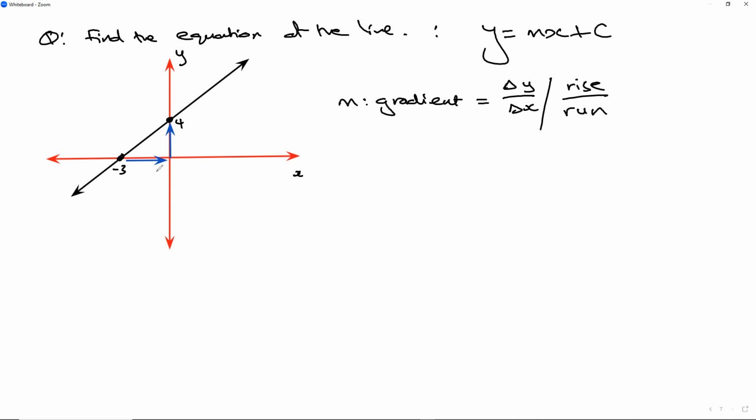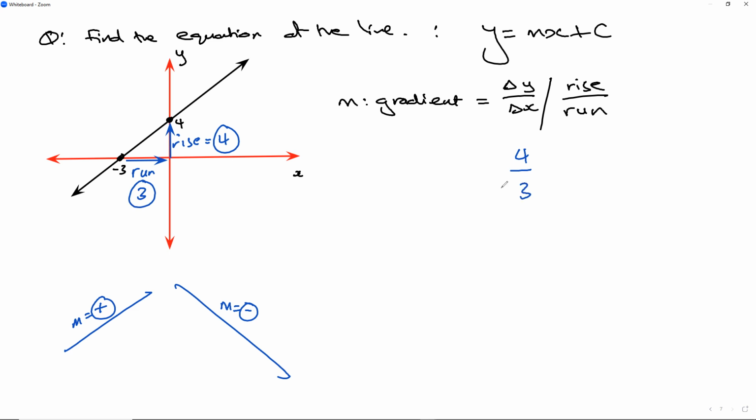And so, this being my run and this being my rise is positive, because if I start over here and I end over here, and besides, if you're not sure about whether a gradient is positive or negative, just remember if it's sloping this way, your m value must be positive, and if it's sloping this way, your m value must be negative. So all you have to do is take the change in y, which is 4 in this case, and divide it by the change in x. In this case, it's 3. And because it's sloping that way, remember it's positive, so just leave it positive.